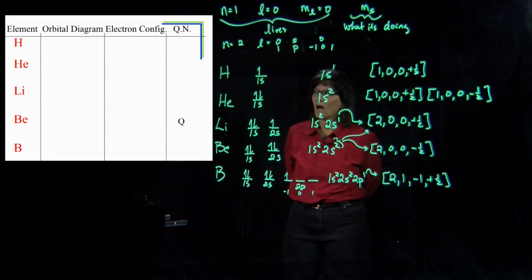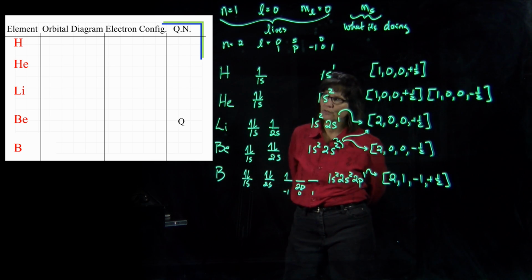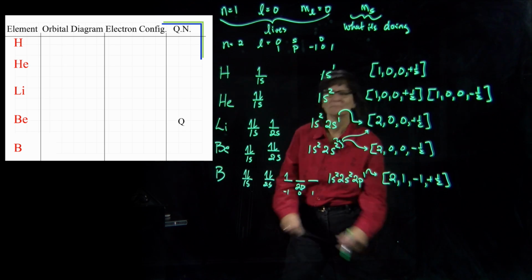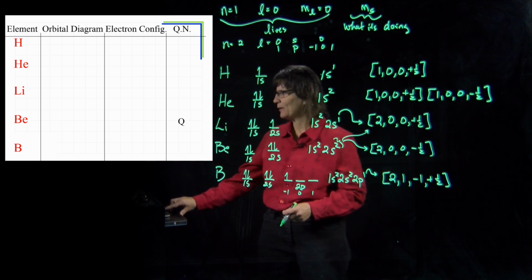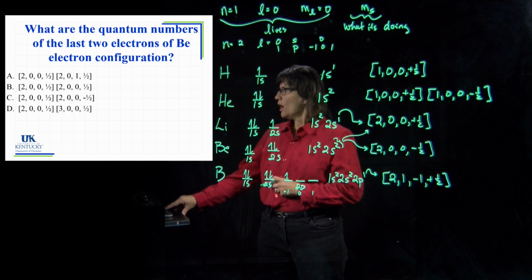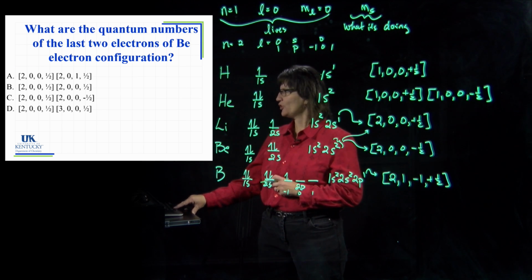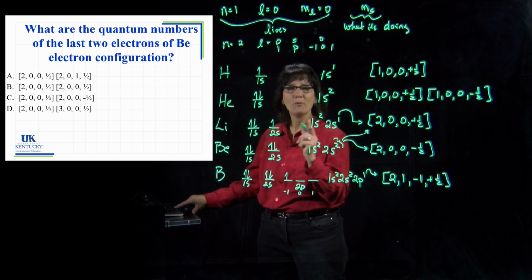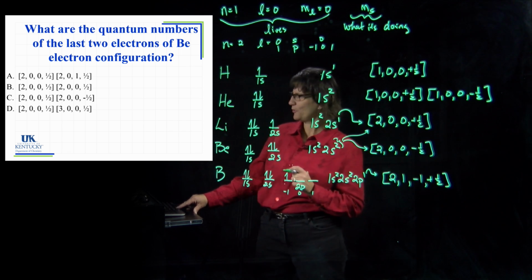So now we have the first 5 elements of our periodic table, and daggone it, I was going to ask you a question. I probably will. All right, so never mind. We'll come to that later. All right, so that's the one I was going to ask you, but I've already done that for you, so I will come up with a different question for you to answer.